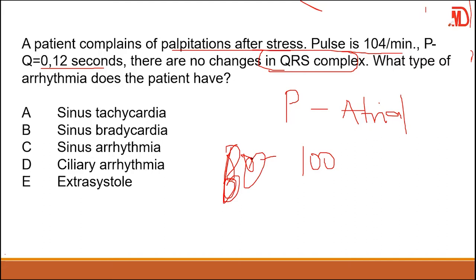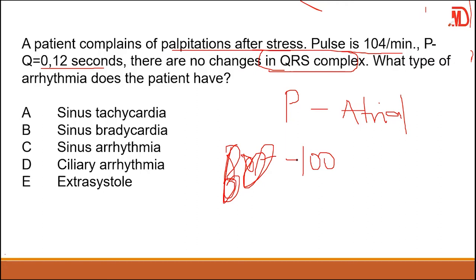So 60 to 100 should be the normal average pulse for every adult, let me put it that way. For women, it's about 60 to 90. So if you have a pulse more than that, it's classified as an arrhythmia. And if you have a pulse less than that, it's also classified as an arrhythmia. But we call them tachycardia and bradycardia. Tachycardia means more, bradycardia means less than 60. That is what it simply means.